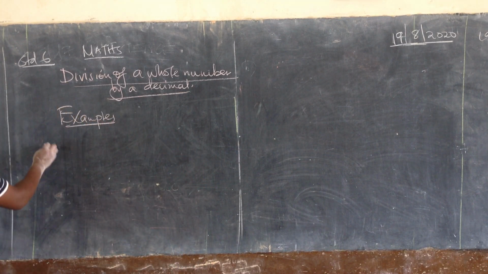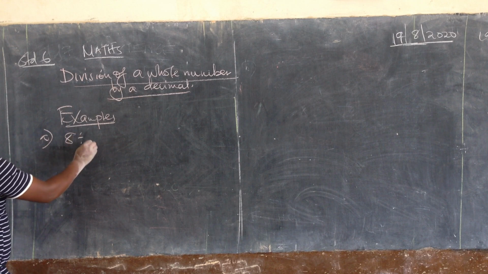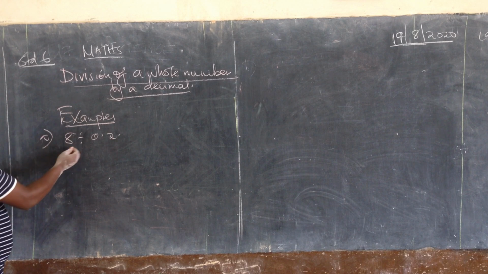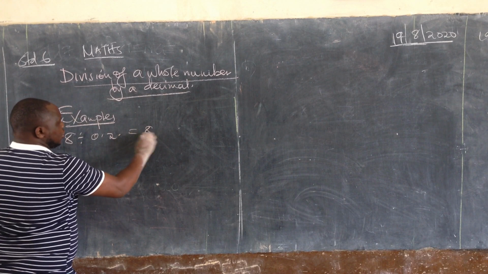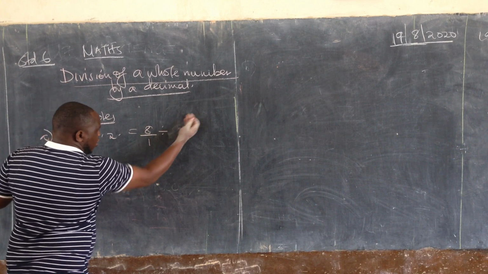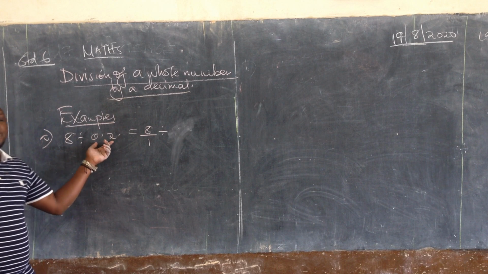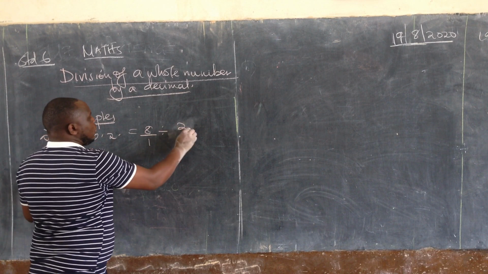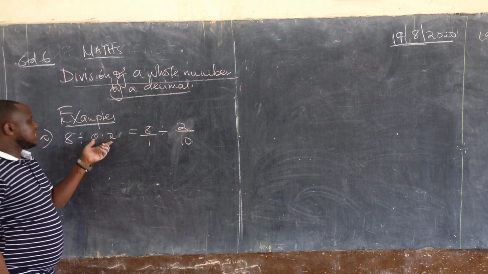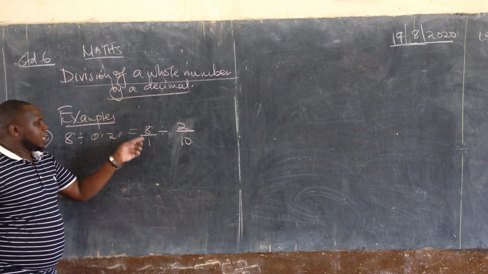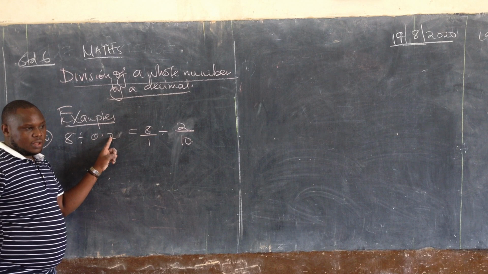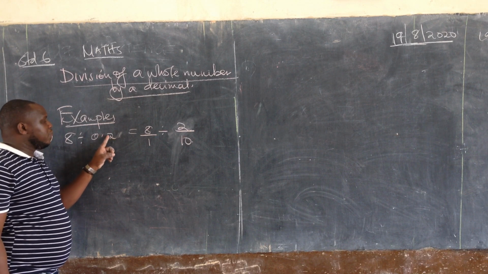Like 8 divided by 0.2. 8 is a whole number divided by 0.2. So learn from there. You put this over 1, that is 8 over 1 divided by 0.2. And now, in this case, this is to be made a fraction, which is 2 over 1 decimal place, meaning that it's 2 over 10. So our answer here is 0.2 in a fraction form. It's simply 2 over 10, because it means this number has been divided by 10. Because if you multiply by 10, it's going to give you 2.